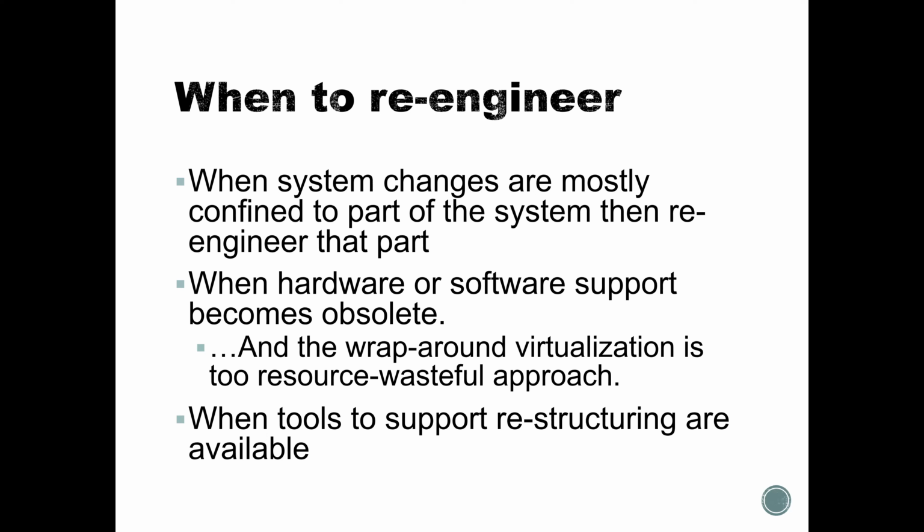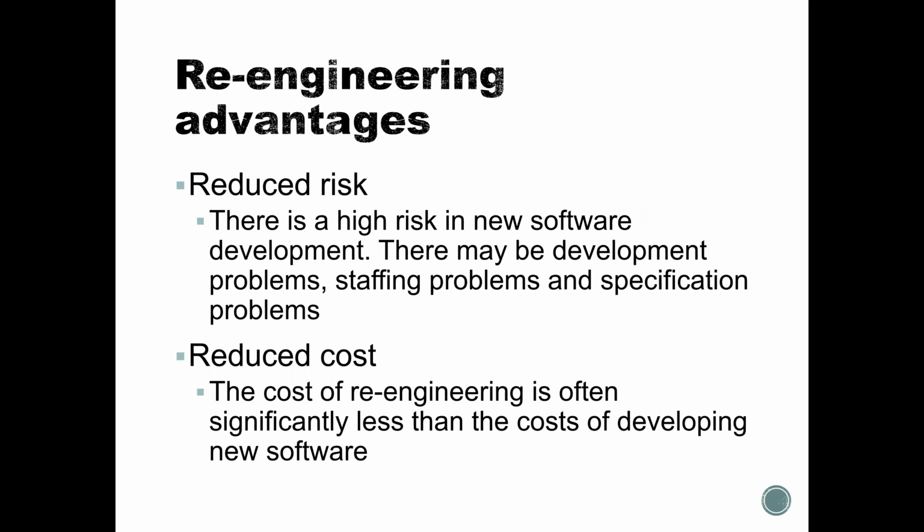When tools to support restructuring are available, so if you have certain tools to perform restructuring, then also we can perform this re-engineering task. So when we perform this re-engineering, there are two important benefits. First will be a reduced risk, and the other is a reduced cost. A reduced risk means there is always a high risk when you design a new software.